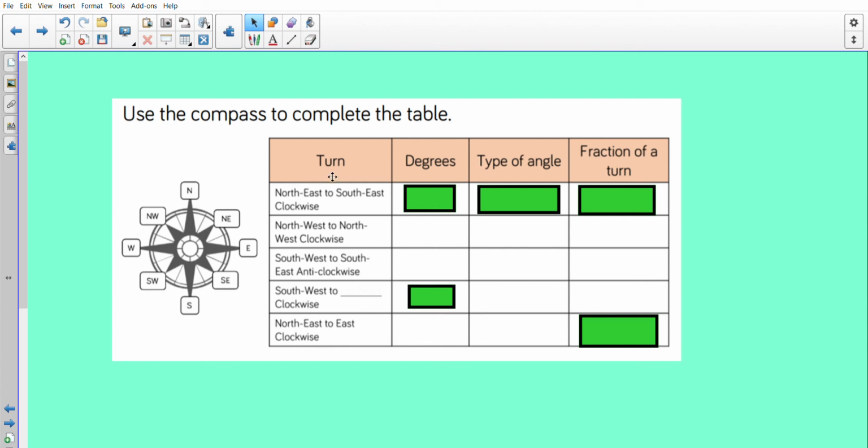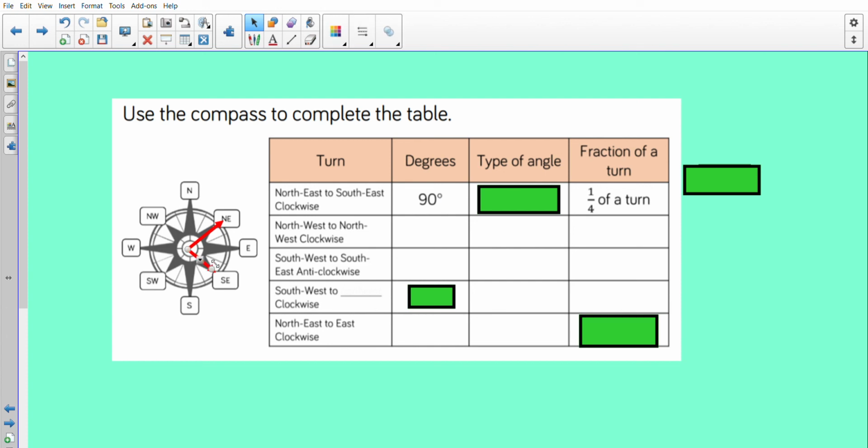To go from northeast to southeast clockwise, let's get some arrows to help us. To go from northeast to southeast clockwise, how many degrees turn was that? Well, let's do the fraction of a turn first. It was a quarter of a turn, and we know a quarter of a turn is 90 degrees. What type of angle is that? Well, we know 90 degrees is a right angle.